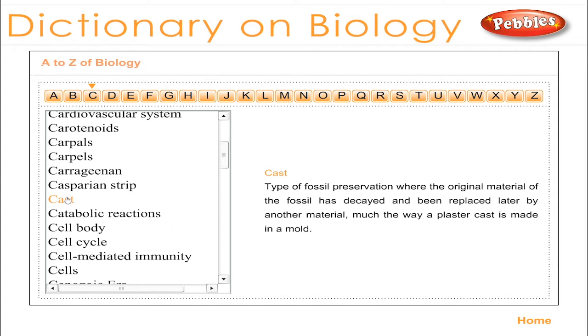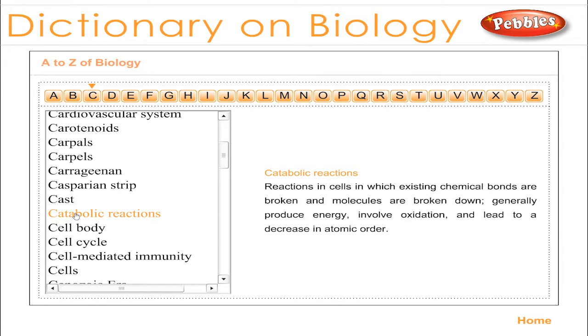Cast, type of fossil preservation where the original material of the fossil has decayed and been replaced later by another material, much the way a plaster cast is made in a mold. Catabolic reactions, reactions in cells in which existing chemical bonds are broken and molecules are broken down, generally produce energy, involve oxidation, and lead to a decrease in atomic order.